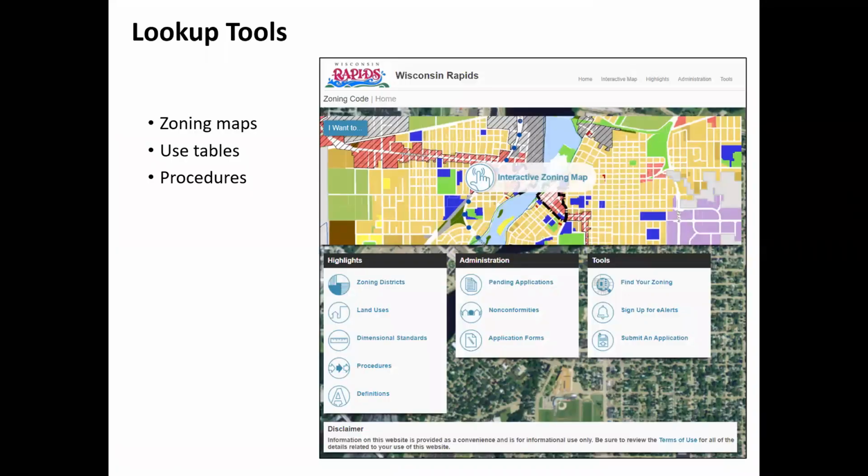A number of communities are integrating new interactive maps and other lookup tools. It could be something as simple as including those use tables or outlining your procedures, along with links to access all the different forms and information that they need. But think through, how can we make our website and how can we get materials into the hands of our applicants in an easier manner?